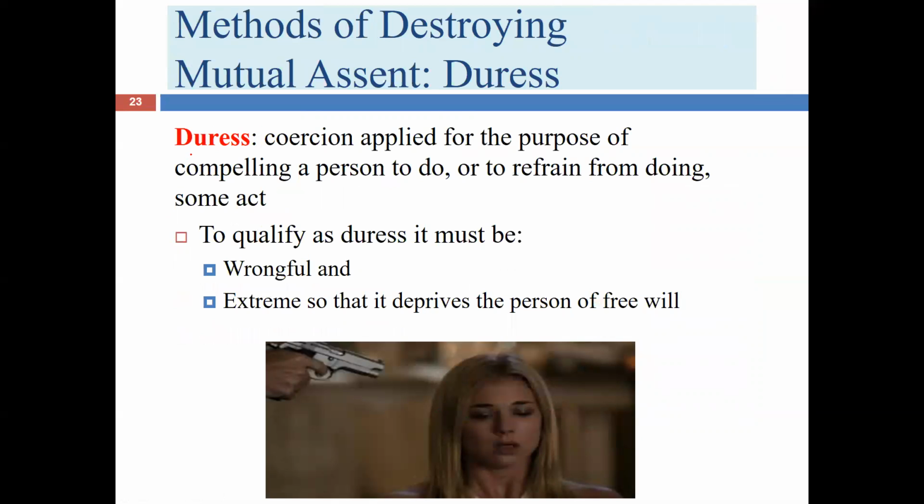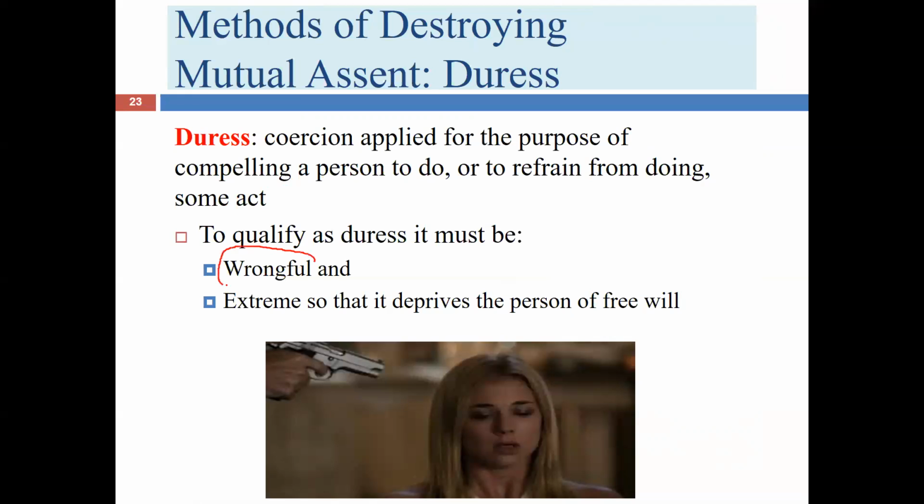So here's our definition of duress. Again, it's in red and bold, so we know it's one of these terms that we're responsible for on quizzes and tests. Duress is coercion applied for the purpose of compelling a person to do or refrain from doing a certain act. So for it to be duress, we need to have 2 elements. It has to be wrongful.